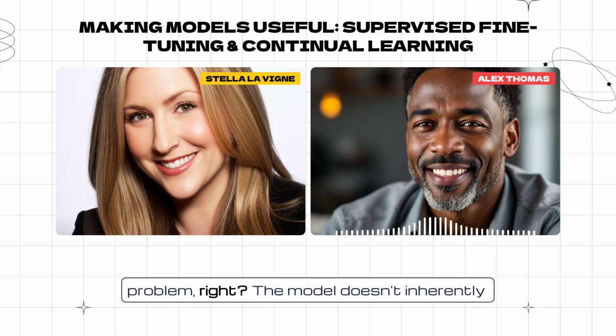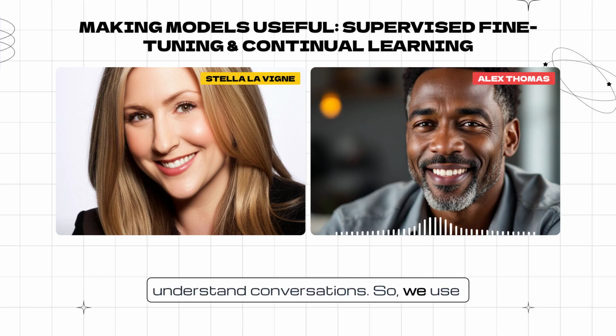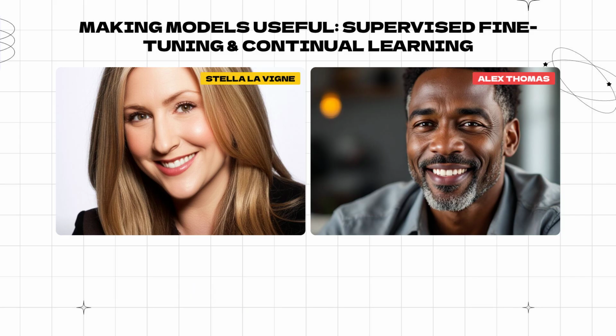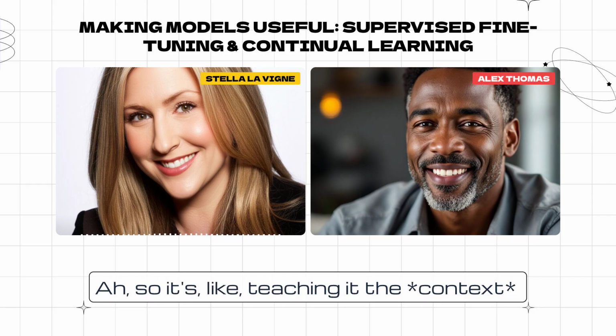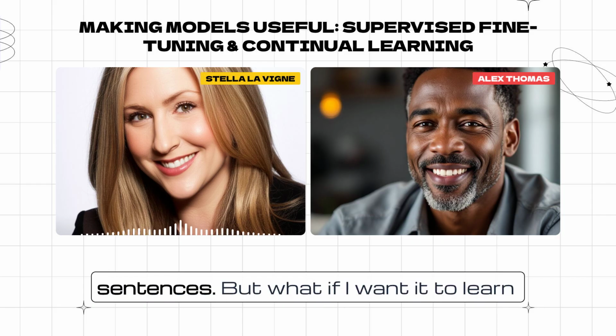But there's a problem, right? The model doesn't inherently understand conversations, so we use messages formatted data with special tokens like user and assistant to tag who's saying what. This lets the model distinguish between participants. Ah, so it's like teaching it the context of a conversation, not just individual sentences.